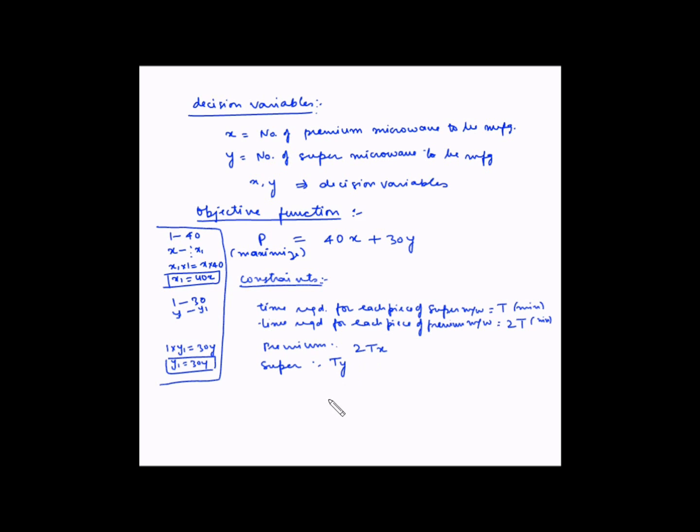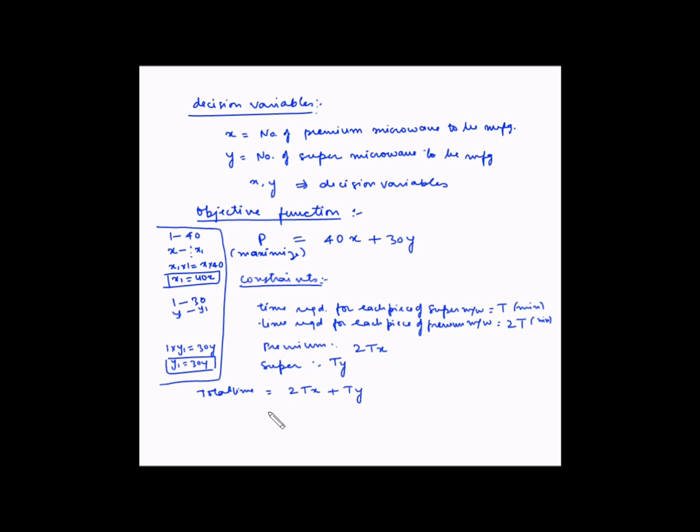Now, considering that we are going to manufacture a combination of premium and super type of microwaves, the total time required to manufacture X and Y number of premium and super microwave respectively would be 2Tx plus Ty. So this is the total time required to manufacture X numbers of premium microwave and Y numbers of super microwave.